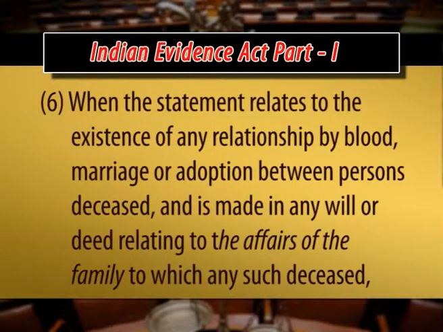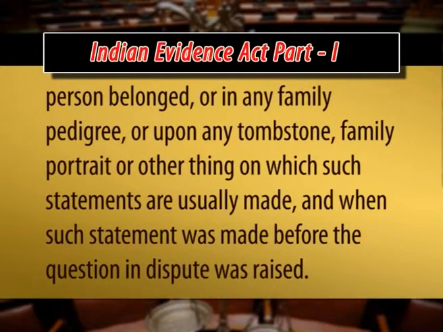6. When the statement relates to the existence of any relationship by blood, marriage or adoption between persons deceased, and is made in any will or deed relating to the affairs of the family to which any such deceased person belonged, or in any family pedigree, or upon any tombstone, family portrait or other thing on which such statements are usually made, and when such a statement was made before the question in dispute was raised.